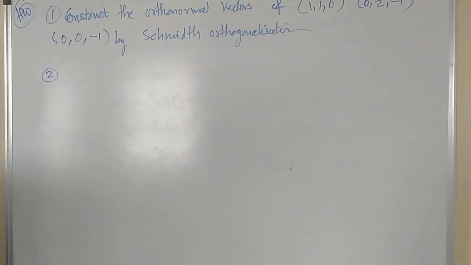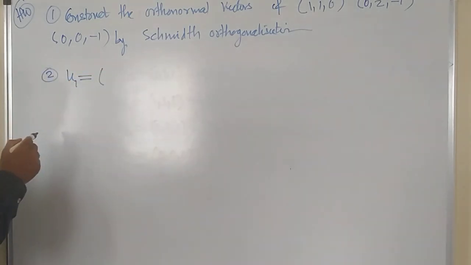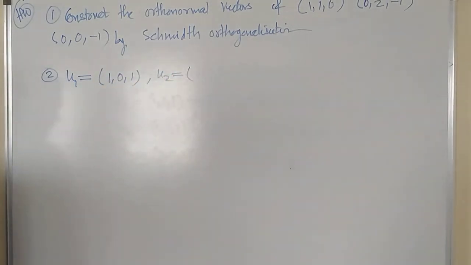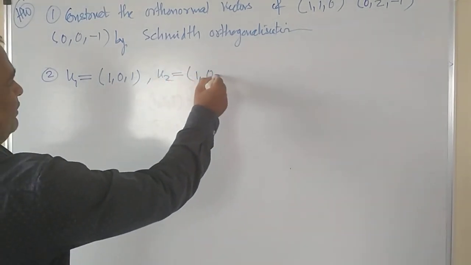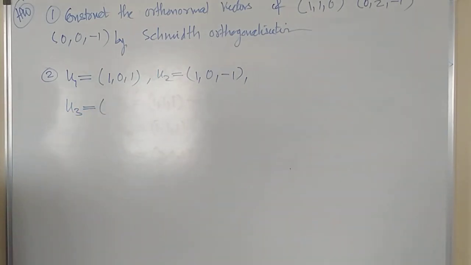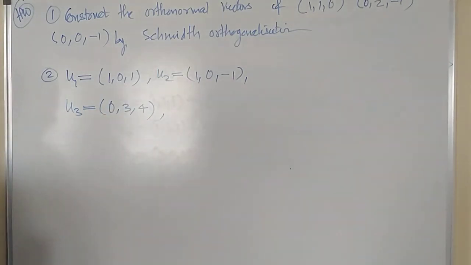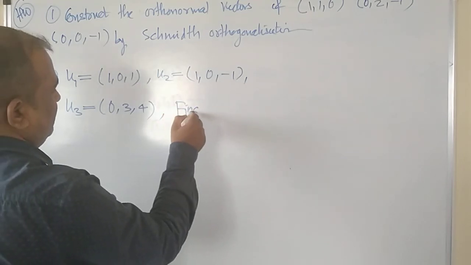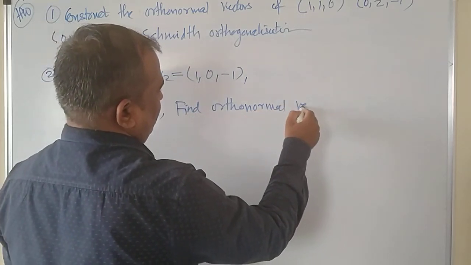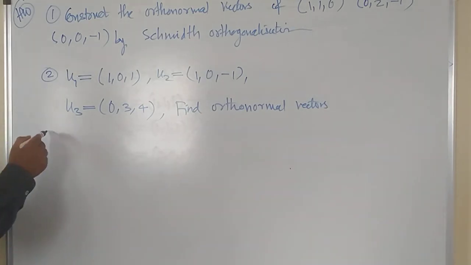The second example is, I will just give you the vectors now, right? So the vector U1 is equal to 1, 0, 1. U2 is equal to 1, 0, minus 1. U3 is equal to 0, 3, 4. And you are asked to find orthonormal vectors. That means V1, V2, V3. Right? This is the second example for you.